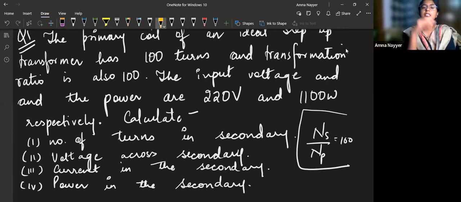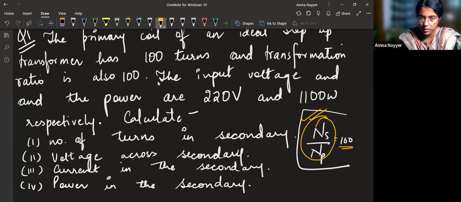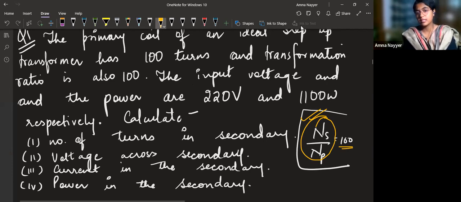Transformation ratio means number of turns in secondary divided by number of turns in primary. So if you divide NS by NP, this is known as the transformation ratio, which is given as 100. Input voltage is 220 volt, meaning the primary voltage is 220. And 1100 watt is the input power.